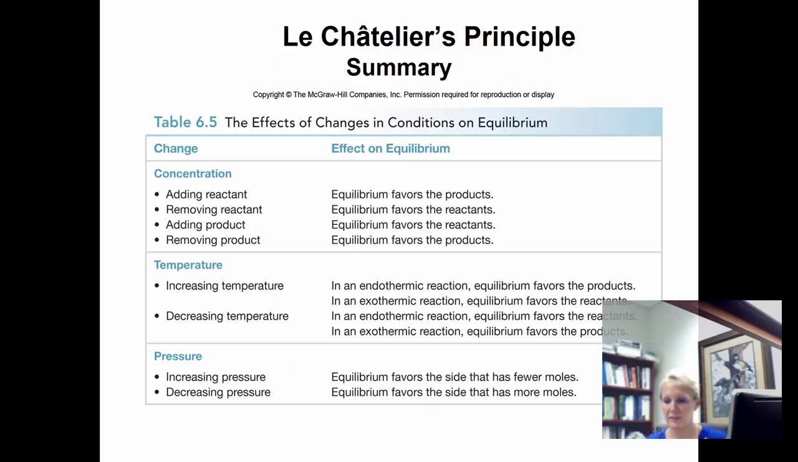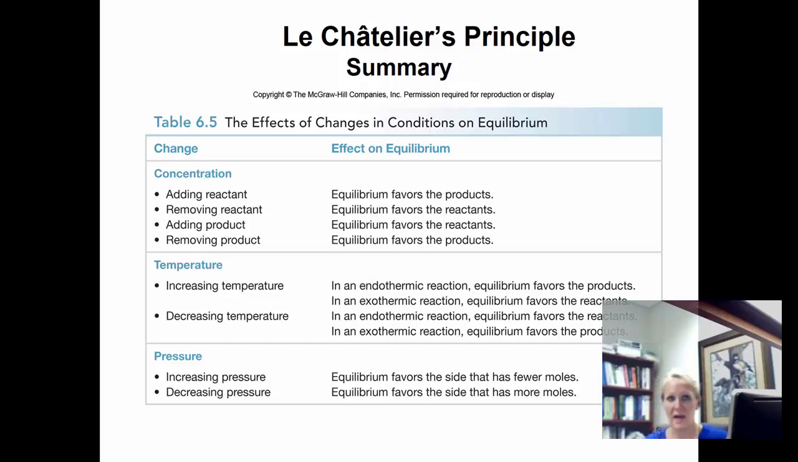So here's all of them put together. And you can play with these and make up your own scenarios and examples. But basically, if you add reactants, you're going to shift to the products. If you remove reactants, you shift to the side of the loss, so you shift to the reactant side. If you add product, you shift to the other side. If you remove product, then you stay on the same side. You're going to try to compensate for that loss and shift to the side of the loss, so it favors the products.